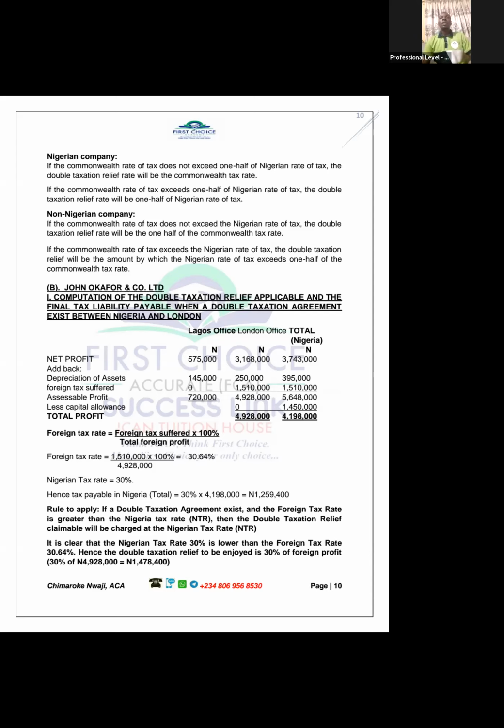And so London office is still giving us 4,928,000, while the whole total, so you see, it is not even balanced. It is because of that capital allowance. So Nigeria is, for London, is this one. Nigeria is 4,198,000. So that's how it's going to be.